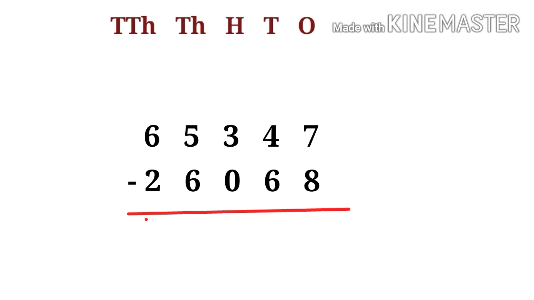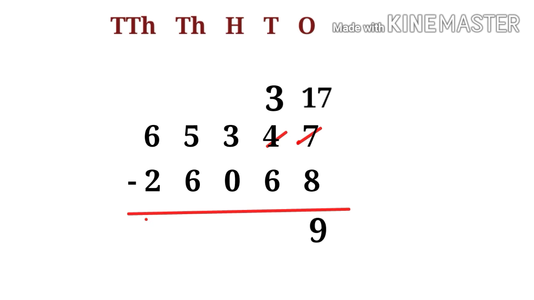See, first take the unit place. Here, the unit place digits are 7 and 8. So subtract 7 minus 8. See, 7 is always lesser than 8, so we cannot subtract. Then, borrow 1 from the tens place. So, 4 is reduced by 1 and it becomes 3, and 7 ones increased by 10 and it becomes 17. Now we can easily subtract 8 from 17. 17 minus 8 is equal to 9.